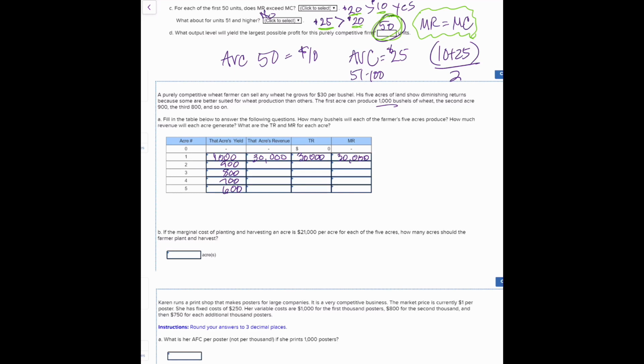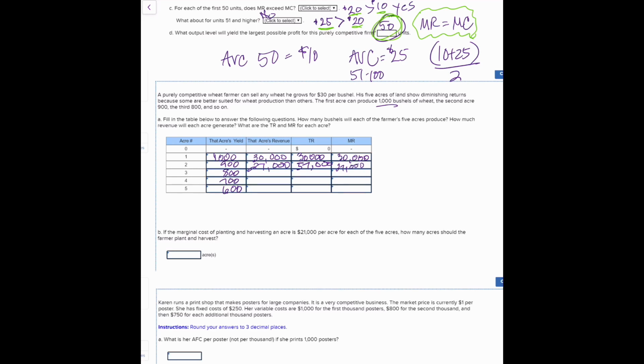Total revenue for that 1 acre would be $30,000, and marginal revenue, the change from the previous, would be $30,000. We can continue on and calculate the second one, 900 units at $30 per unit, $27,000. Total revenue then becomes $57,000. We add those together. And the marginal revenue is the change between the total revenue, 1 and 2. And so we get $27,000 in marginal revenue.